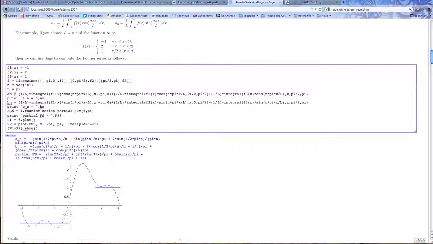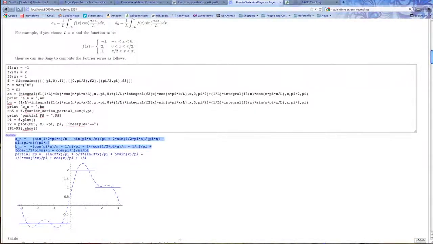Also, SAGE can compute the a_n's and the b_n's symbolically. Just take n to be a symbolic variable like that, and you do the computation of the integrals, the 1 over L, integral from minus L to L, that stuff there. Oops. And you can see the a_n's and the b_n's are computed right there.